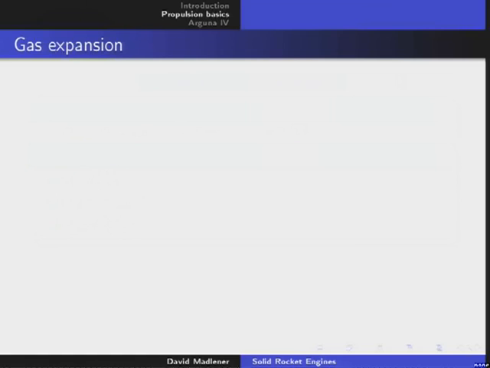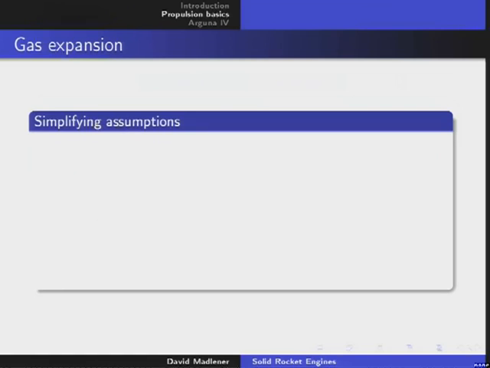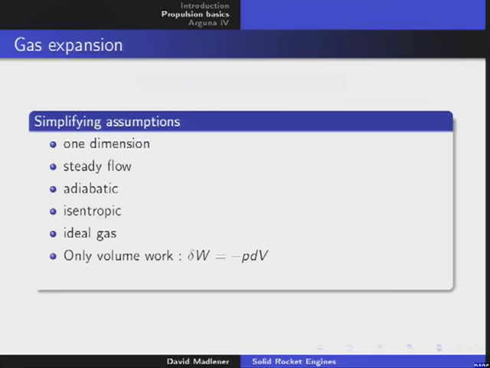So let's talk about the flow in the nozzle, gas expansion. First, we have to do some assumption. First, we don't look at two-dimensional or three-dimensional flow. It's too complicated, just one dimension. It's steady flow, so no time variations allowed, adiabatic, no friction, no chemical reactions during the flow, ideal gas. We do only volume work. The gas just expands. It does not do anything else.